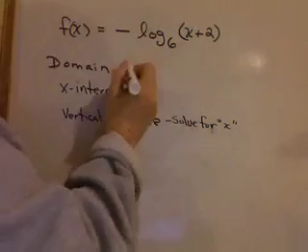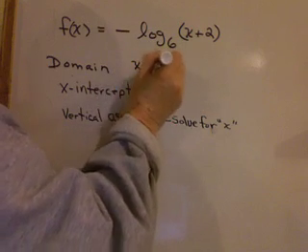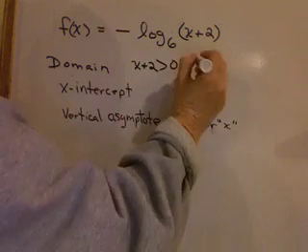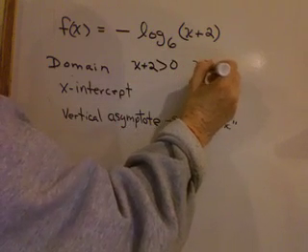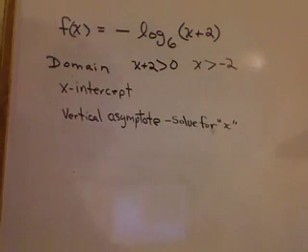Can't be 0. So you have to do some figuring. x plus 2 is greater than 0, so x is greater than negative 2. Right? Negative 2 gives you 0 in there. Are you cool with that?